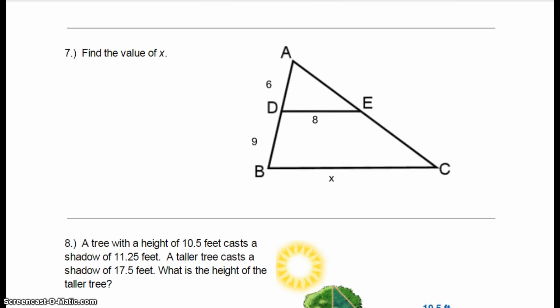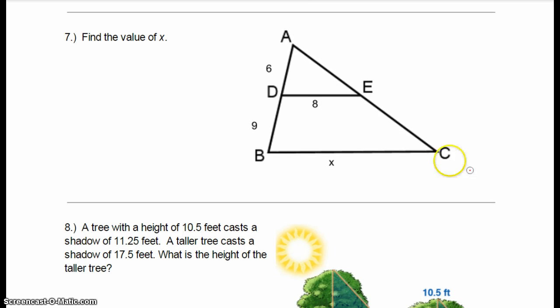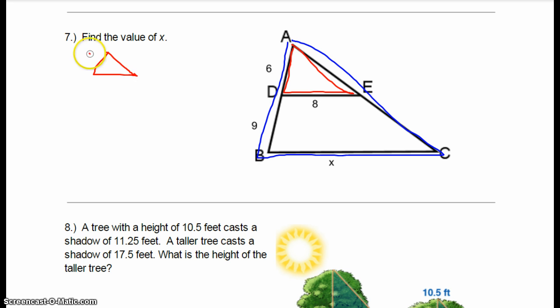Next up, the first tricky triangle. So here I've got one triangle inside of a larger triangle. So for the small triangle, it has a side of 6 and a base of 8.